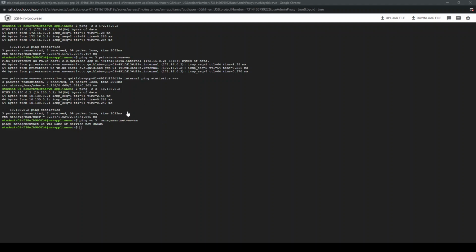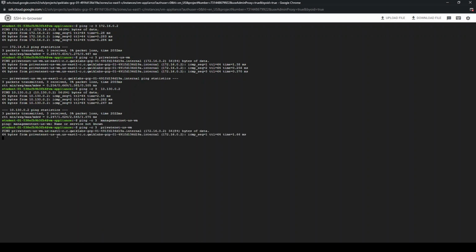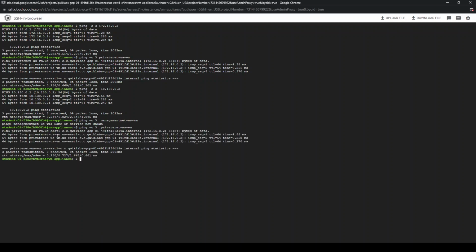That's enough. But I could ping the private net US VM. Let's see the difference. They're in the same network, that's the only difference. Okay, no problem. And I'm going to ping. Remember, I have the mynet UVM. Let me get the IP address, and they are in different networks also.